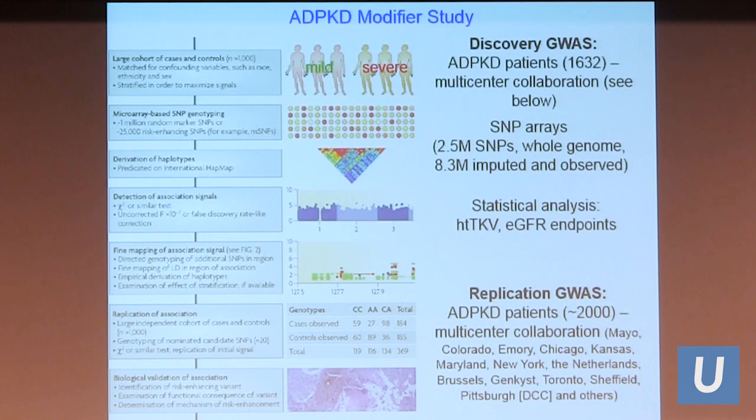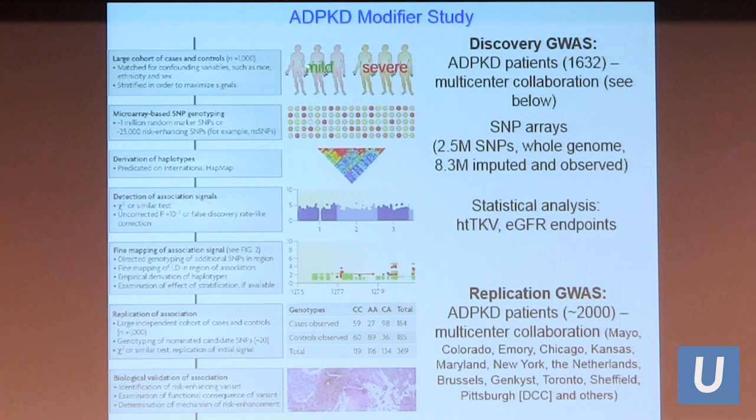This is a large multicenter study, including over 4,000 patients with ADPKD. The idea here is to do a genome-wide association study on patients that are just PKD1 and to see if we can find factors that are associated with either milder disease or more severe disease. So at this stage, this is still a work in progress where we're doing the replication stage of this analysis right now. But the hope is that other pathways that might be important in ADPKD will be identified.